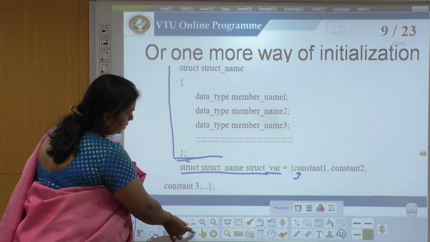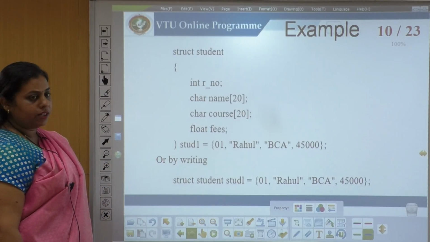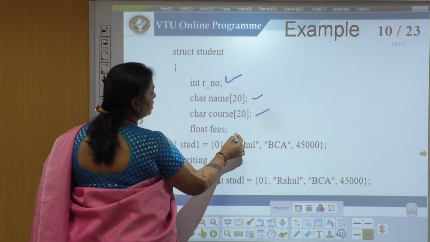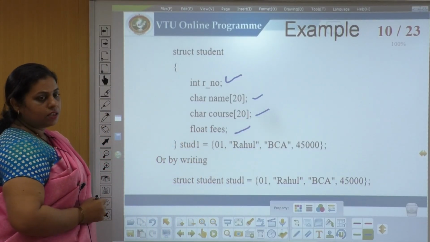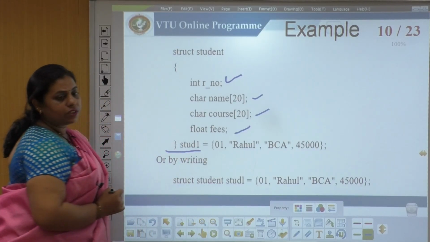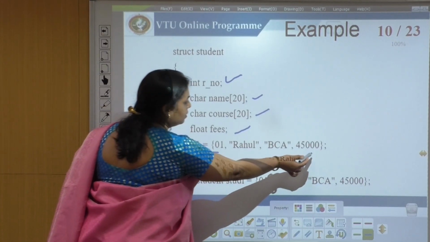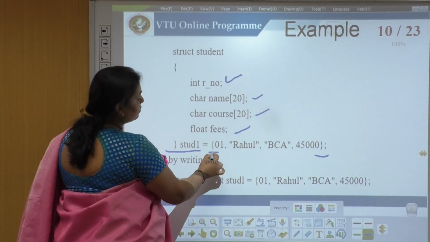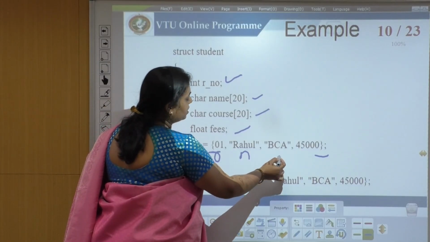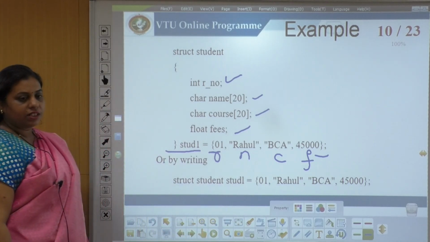We see them with an example. I have a structure student. Student has roll number, name, course and fees. When the structure declaration is over here, it is followed by the name of the structure variable. Here only I am passing the values within the curly braces. Roll number will take 01, name will take Rahul, course will be BCA, and the fees paid is 45,000. This is the one way.